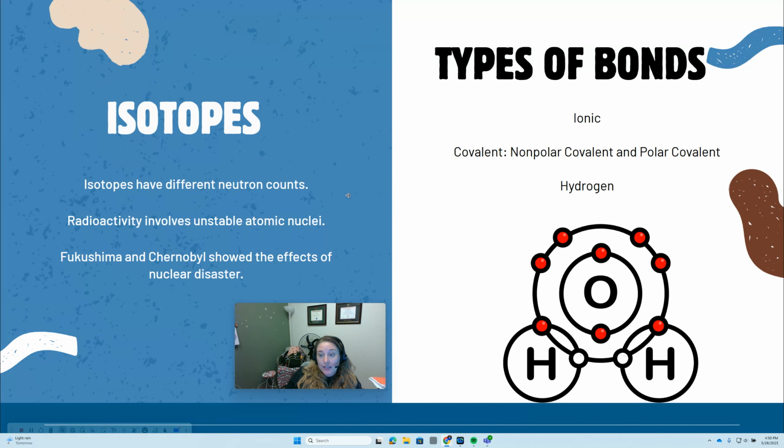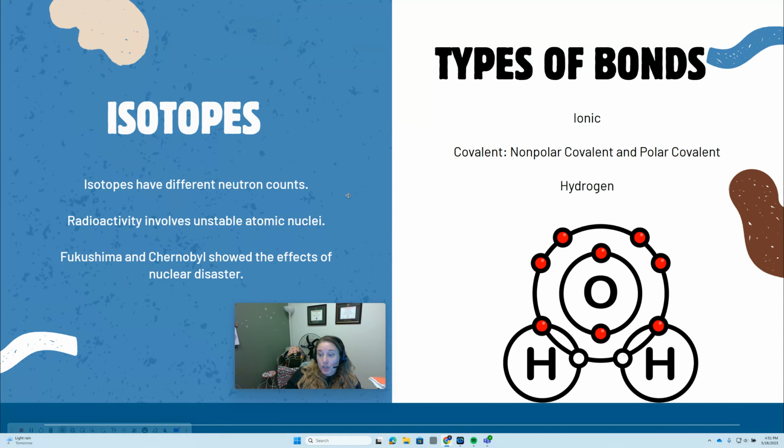Then we have covalent bonds. We first have non-polar covalent bonds, meaning my atoms are about the same size and they equally share those electrons with each other. And we can have our single bond where we share one pair, double bond where we share two pairs, or triple bond where we share three pairs.